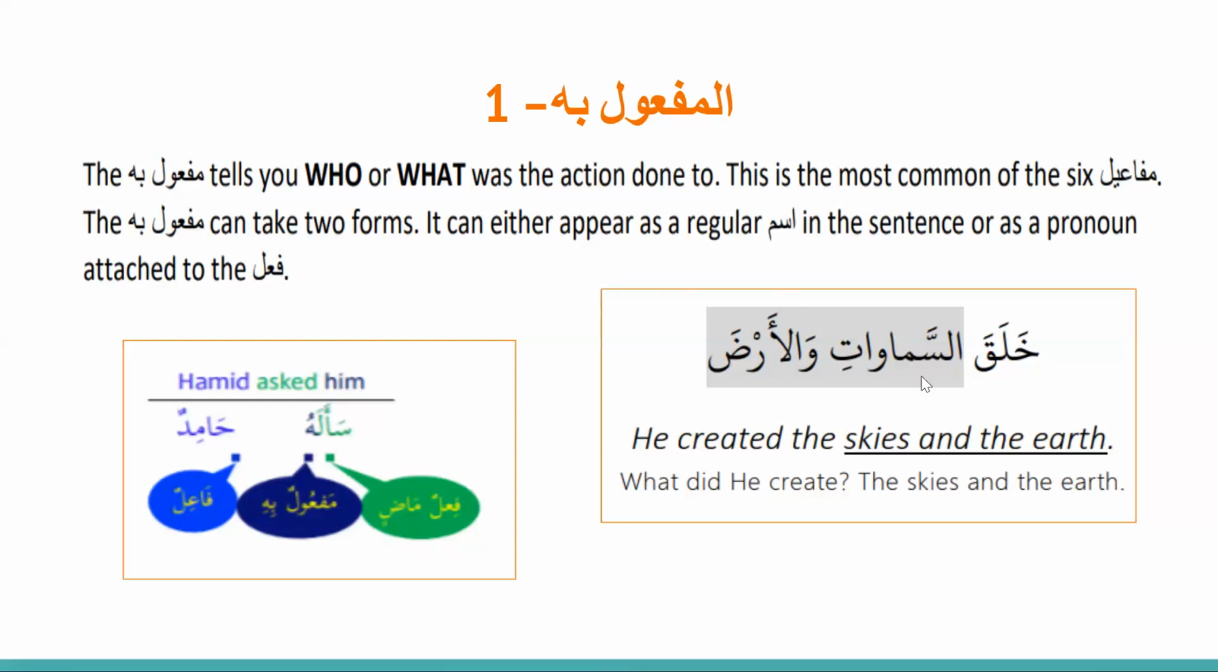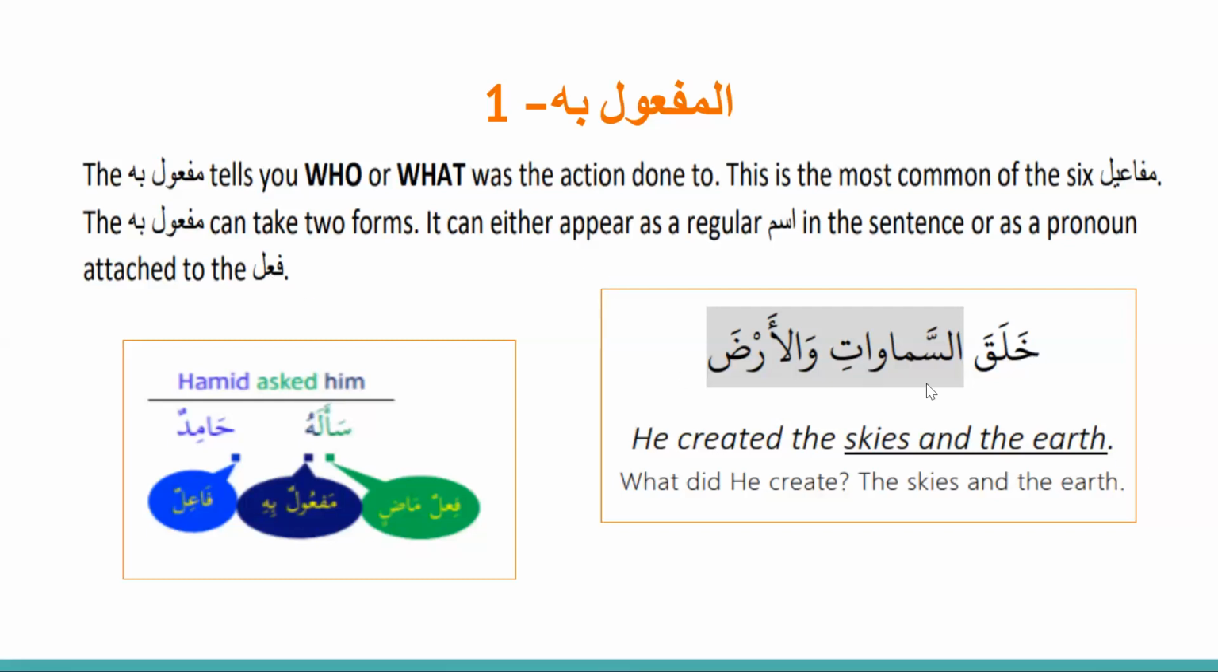First is the regular ism. You can see a regular ism in the sentence which is in nasb status, outside the fi'l and other than the fa'il. So this is the example of that thing. And another form in which you can see maf'ul bihi is in the form of an attached pronoun, attached to the fi'l. That is another form in which you would find maf'ul bihi.